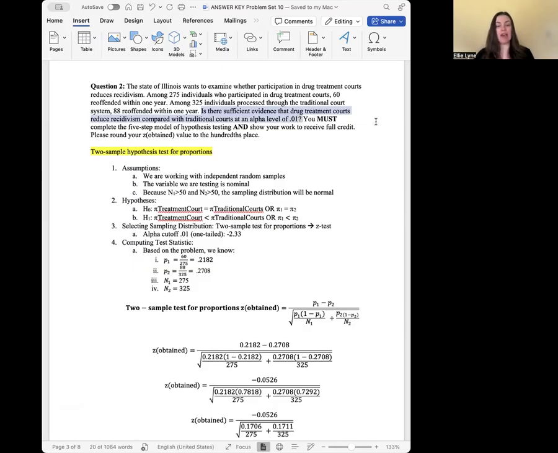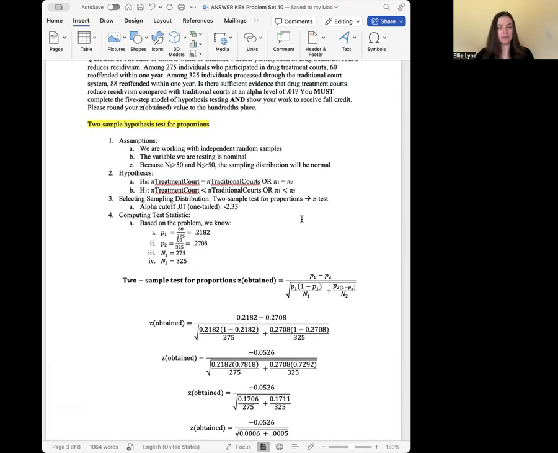Is there sufficient evidence that drug treatment courts reduce recidivism compared with traditional courts at an alpha level of 0.01? So the keyword here is reduce. And so we want to have our less than sign here. So that's what we're curious about. Do treatment courts reduce recidivism? So that's why we select that there. And we're all set to proceed to step number 3.